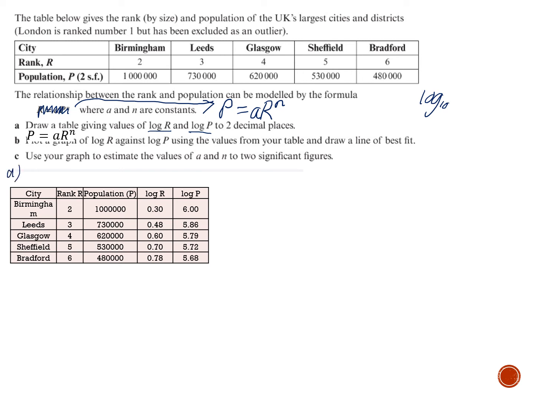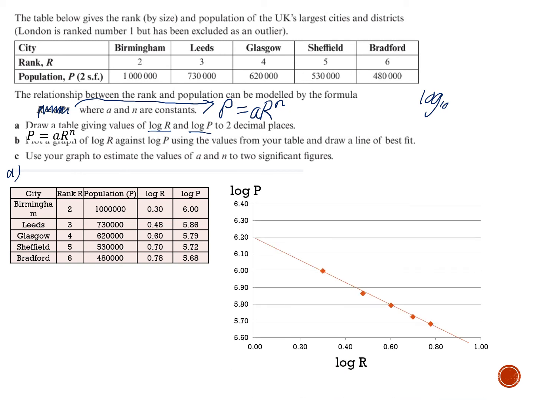Then underneath this, it says draw a graph of log r against log p. Okay, so log r against log p using the values from your table. So for this one, we're going to put our log r on the x-axis and log p on the y-axis. And it will come out like this, as if by magic. Here's one that I've done before.